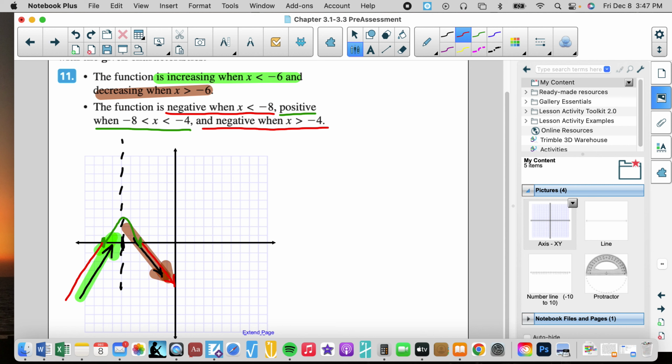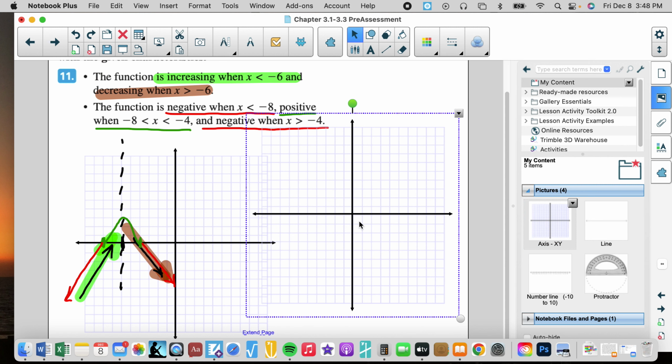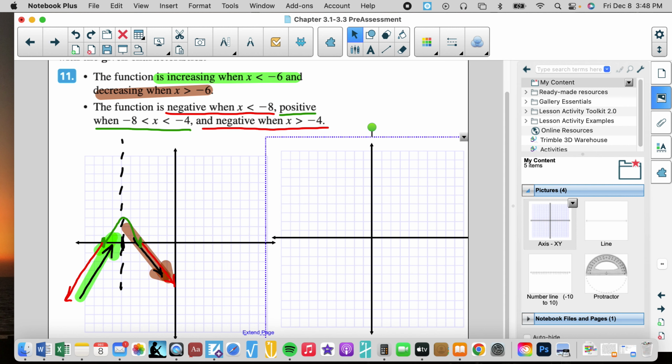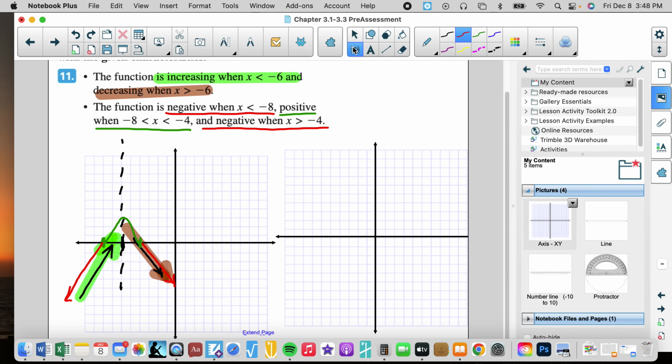Okay, and so that looks like that. So if I had to draw it without all this noise, I think it's going to look like this. I don't mind. Let's do it in black.